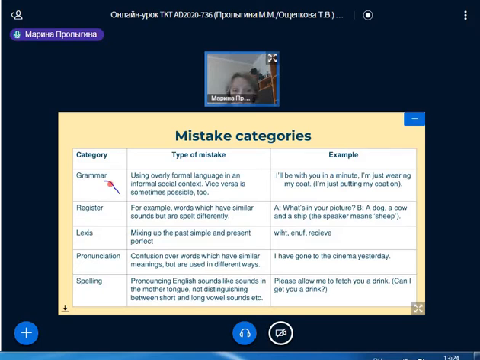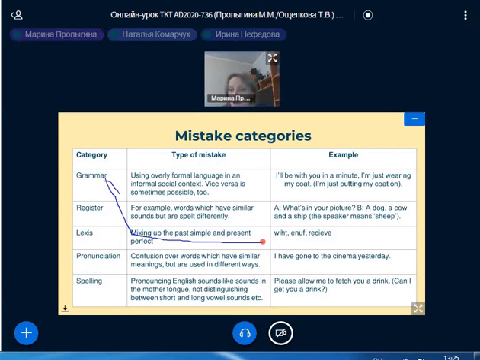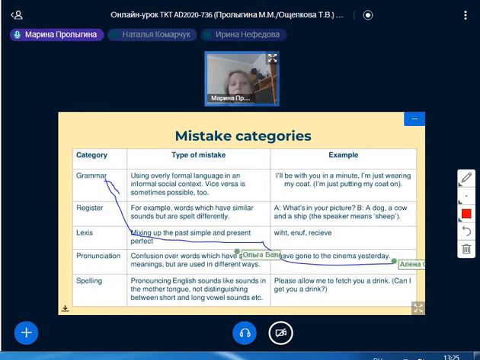Yeah, so draw a sort of line. For example, grammar. What will be the mistake in grammar? You can easily guess that it is mixing up the past simple and present perfect. And where will be the example? I have gone to the cinema yesterday. Yeah, like this. So you can use different colors and draw different lines in order to trace the categories, types, and examples of mistakes. Okay?